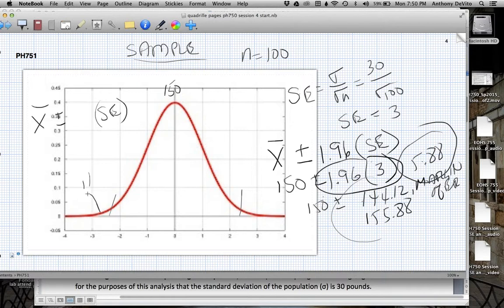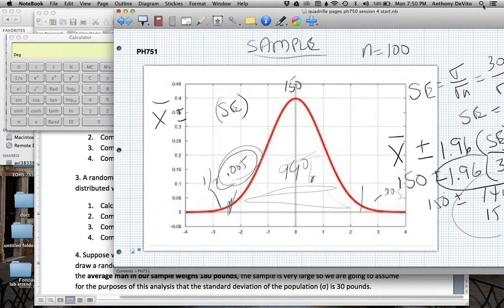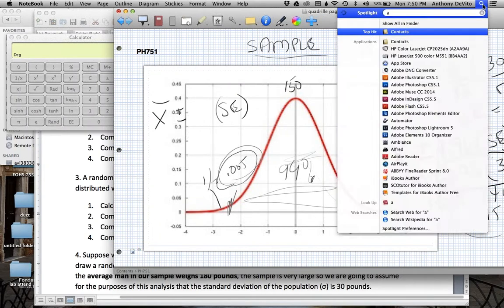For 99%, this has to be 0.5%, right? Or 0.005, this area. And this area has to be 0.005 because the area between has to be 99%. Okay, what's the z-score for this value that gives me an error in the tail of 0.005? Let's look it up. Let's not take it for granted.